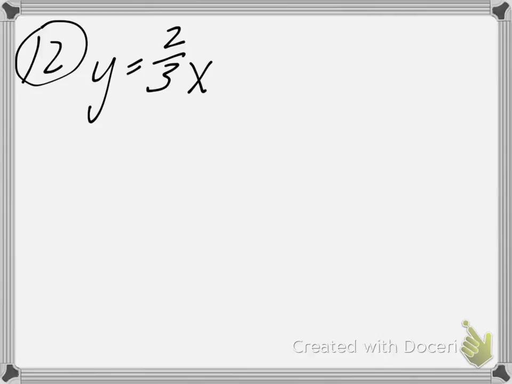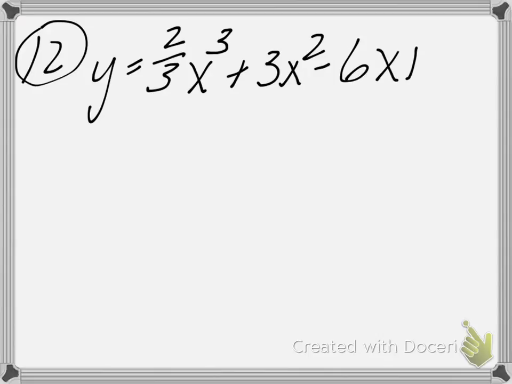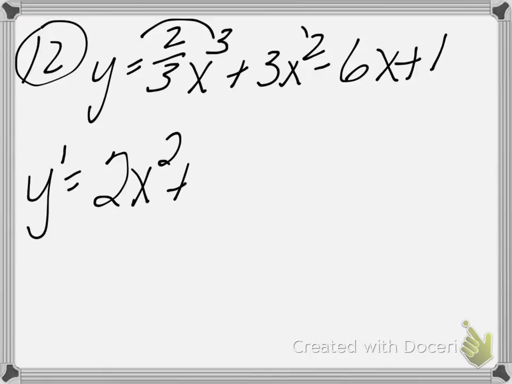Okay, this is the sheet that is 12 through 16. So here's number 12. Okay, so you're going to bring down the 3. You're going to get 6 over 3, which is 2. 2 times 3 is 6. And that was the answer for number 12.